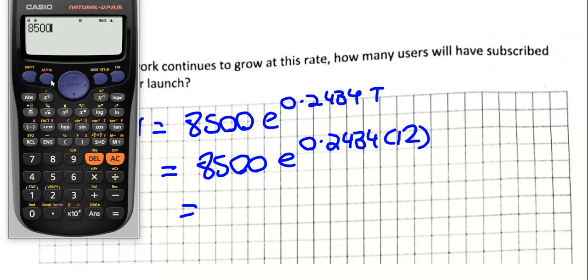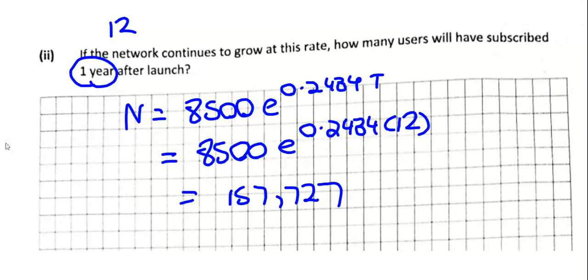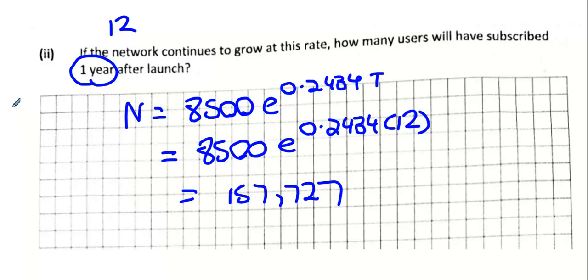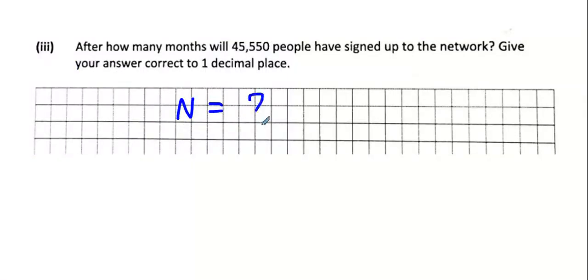Okay. e, 0.2434, power 12. Answer: 157,727. We all good? Okay. Now, next question. After how many months will we have 45,550 people?